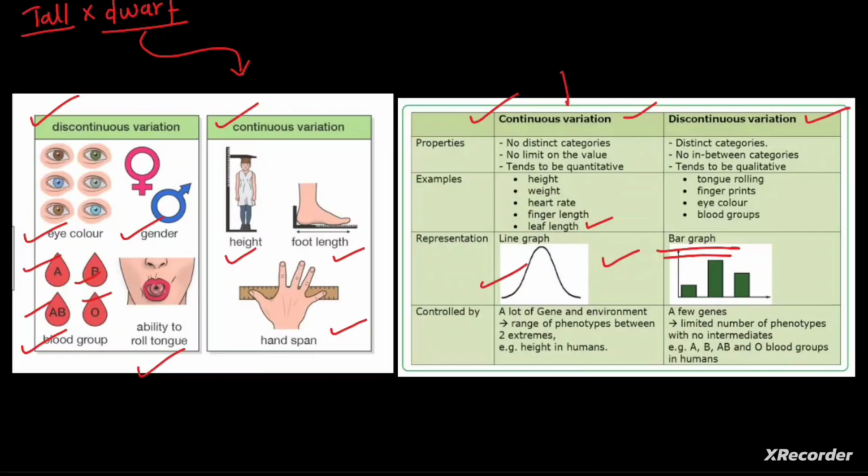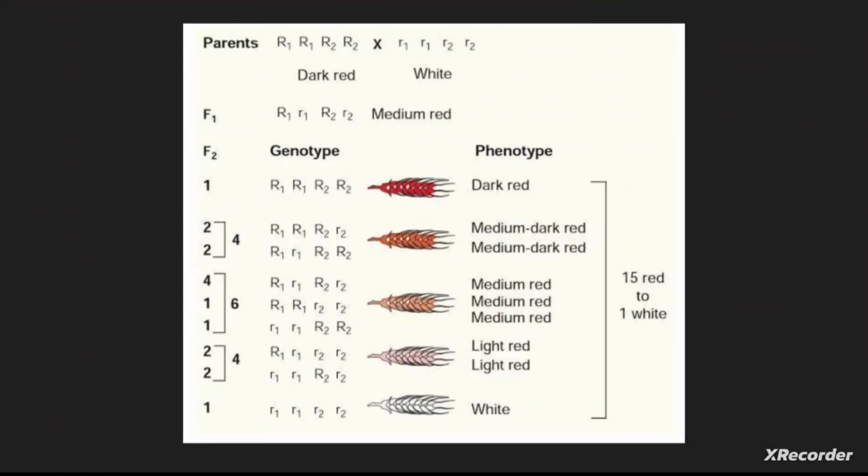So I can say that continuous variation is related to your polygenic inheritance, right? In polygenic inheritance, we can see that, for example, your height is controlled by multiple genes, okay? And under continuous variation, you can see that you will get this type of graph. So let's look at two different examples.